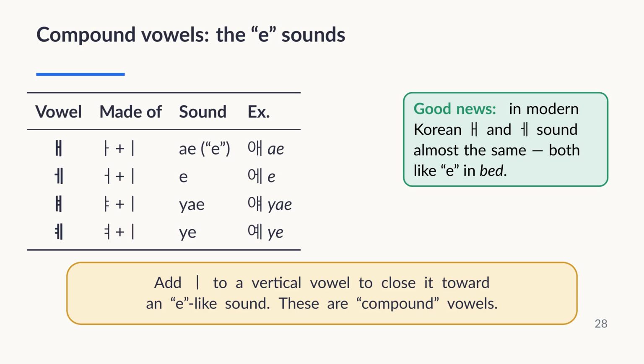Then following our familiar Y pattern, y plus I gives ye, and yo plus I gives ye, both with a Y glide in front of that E sound. The examples are ye and ye. The general principle in the key box is that adding the vertical I vowel to a vertical vowel closes the sound toward an E. Say them with me. I, E, ye, ye. Do not worry about perfection here. Even Korean native speakers treat I and E as the same sound in everyday speech.